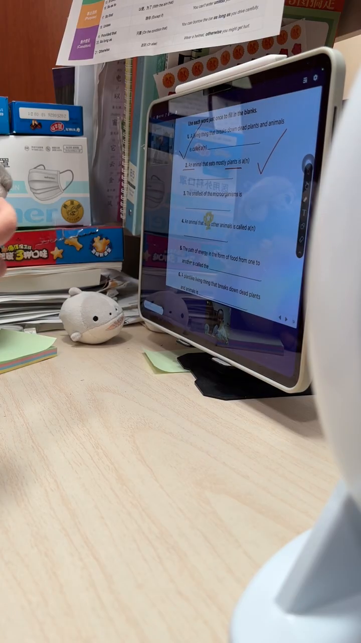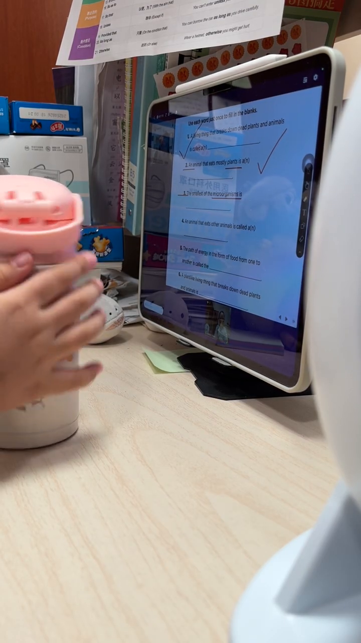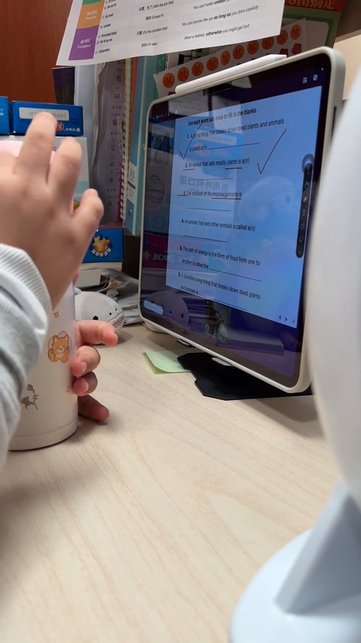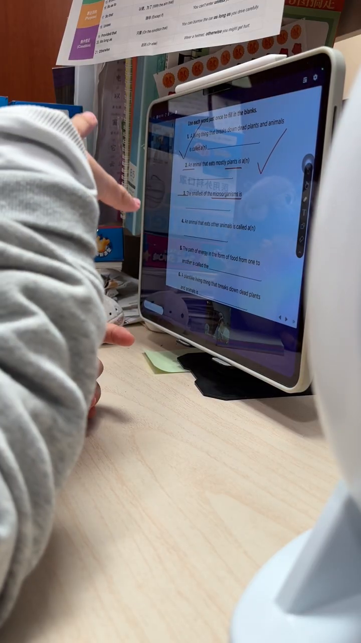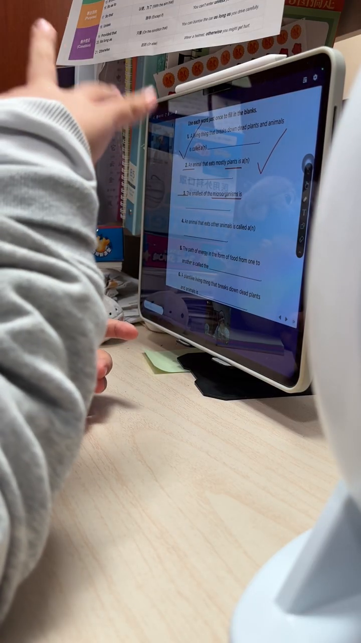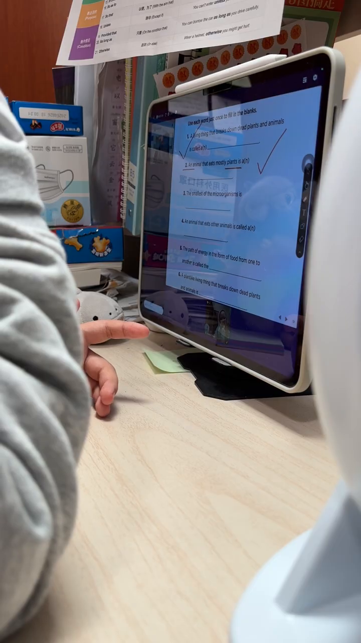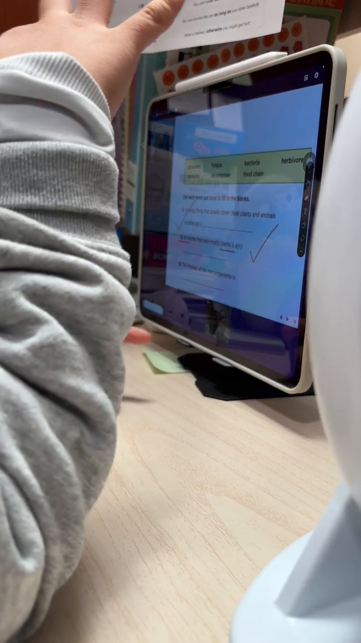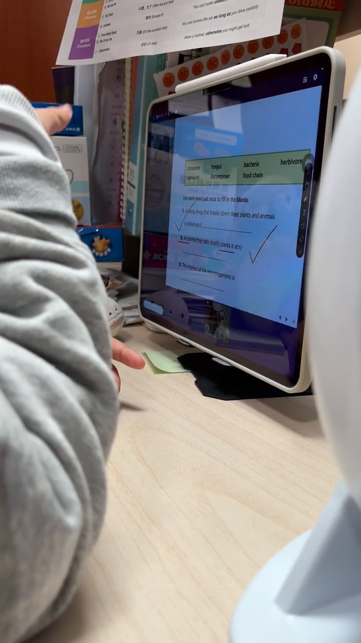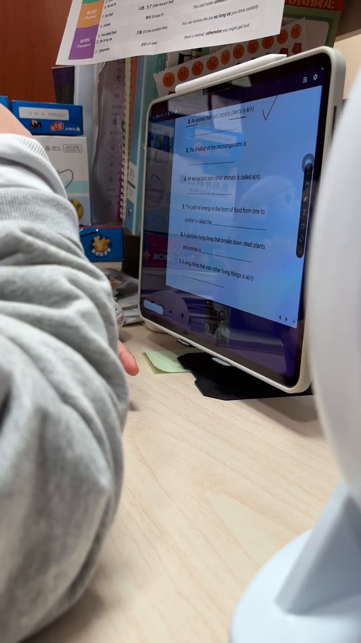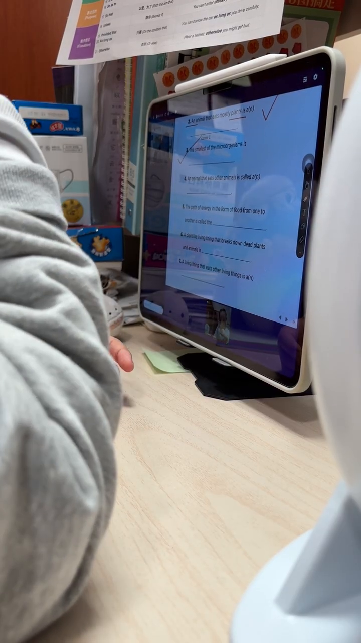All right, Miss Ivanka, what about number 3? The smallest of microorganisms is a chicken. What? Butterfly. No. What's the answer? A bacteria? Yeah, pretty good. There you go. Good job.